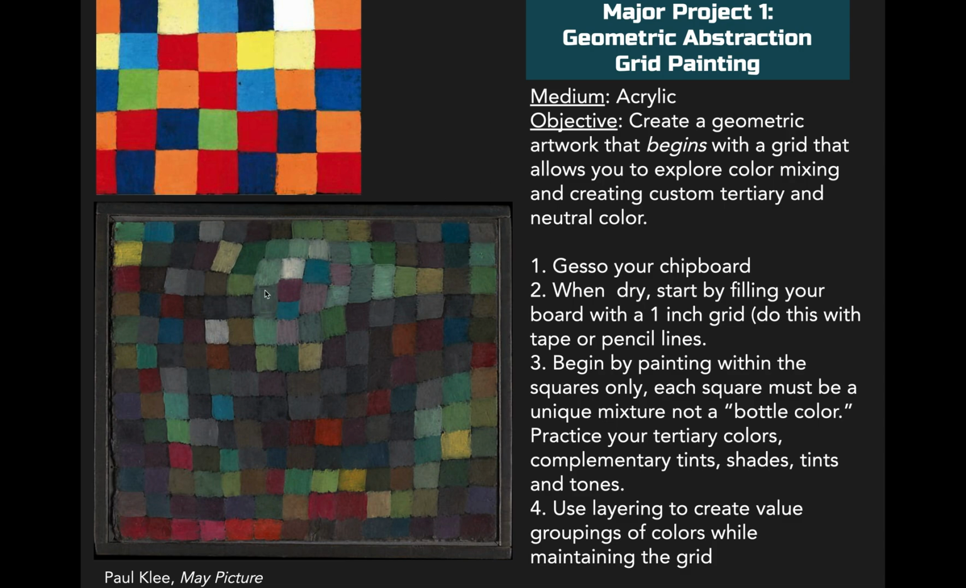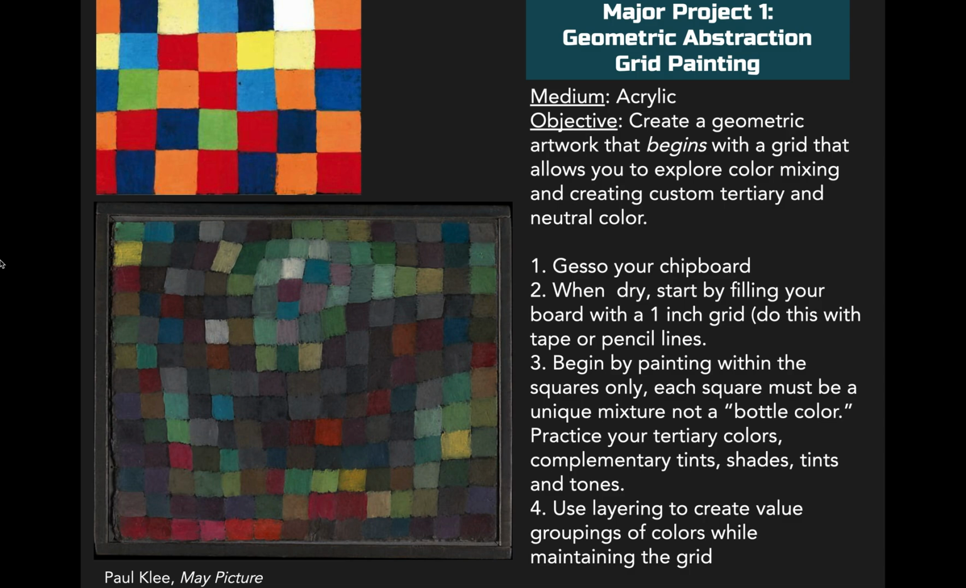And this artist, Paul Klee, is someone that we'll be looking at throughout this unit. And in this painting down here that's called May Picture, you can see he has a loose grid structure under there, almost like he penciled the grid in without a ruler, and it's kind of a wavy grid. You could do that, or if you want to use a ruler, you can. But we're going to start with a 1-inch grid.